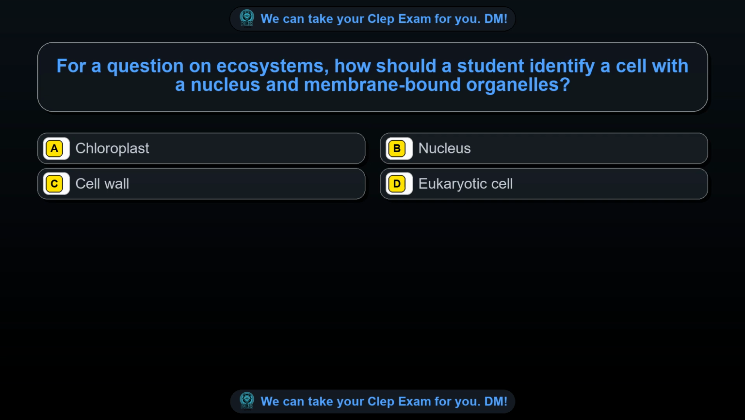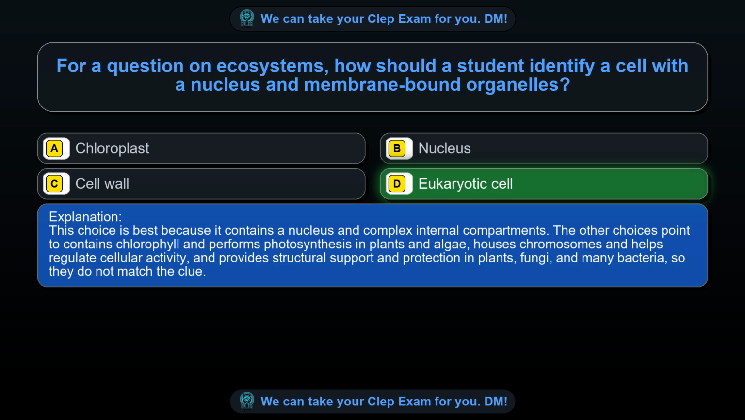Question 86. For a question on ecosystems, how should a student identify a cell with a nucleus and membrane-bound organelles? Option A, chloroplast. Option B, nucleus. Option C, cell wall. Option D, eukaryotic cell. The correct answer is option D, eukaryotic cell. This choice is best because it contains a nucleus and complex internal compartments. The other choices point to an organelle that contains chlorophyll and performs photosynthesis in plants and algae, a structure that houses chromosomes and helps regulate cellular activity, and a structure that provides structural support and protection in plants, fungi, and many bacteria, so they do not match the clue.